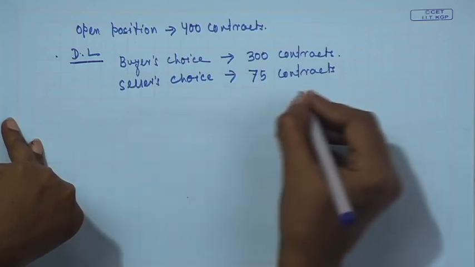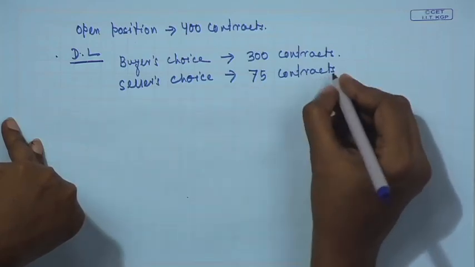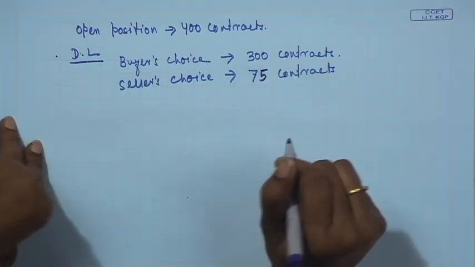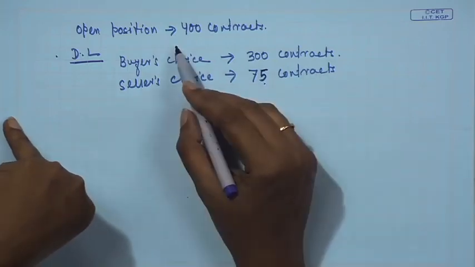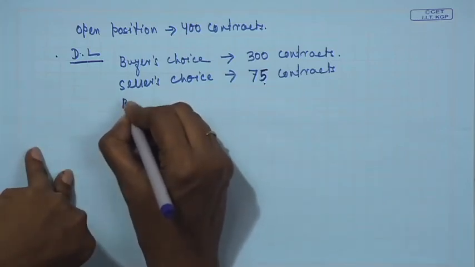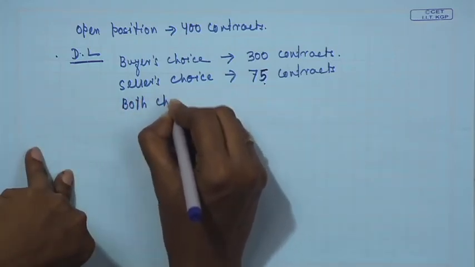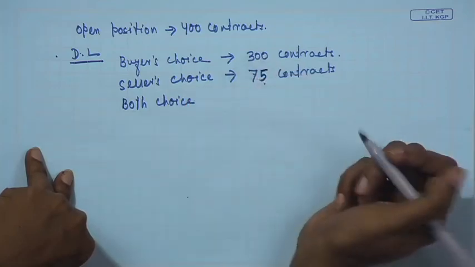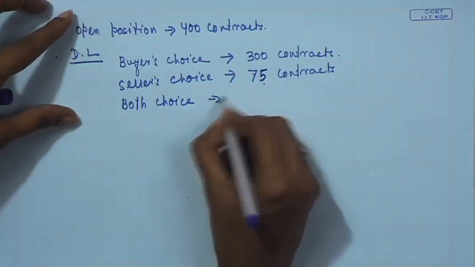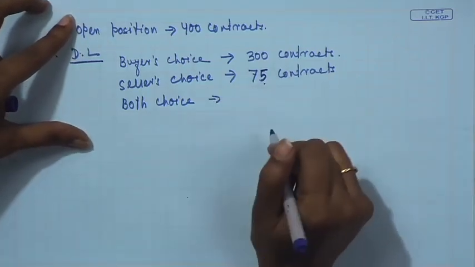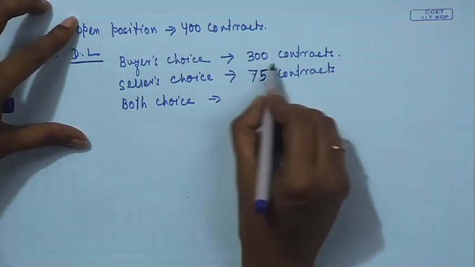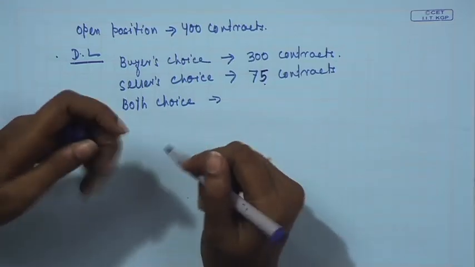So the sellers will now be delivering warehouse receipts for 75 contracts, and the rest, 325 contracts, will be settled through cash. And if both buyers as well as sellers have a choice, the lowest of both the buyers' and the sellers' choice will be given to the exchange, and depending upon whichever is the lowest, that amount of warehouse receipts will be given to the exchange, and the remaining will be settled through cash.